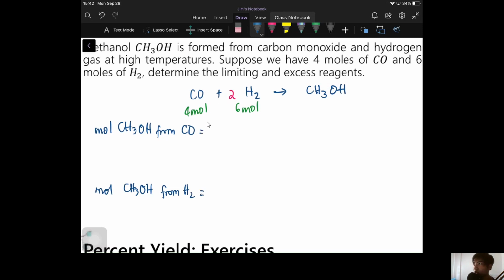Okay, so paano yan? This time, hindi na natin i-convert yung grams to moles kasi naka-mole na siya, no? So, ano na lang gagawin natin? Yung mole ng reactant natin, i-convert natin to methanol by using the stoichiometry, the stoichiometric relationship. So, you now have mole of CO. I-convert mo na lang yan to mole of methanol, no?